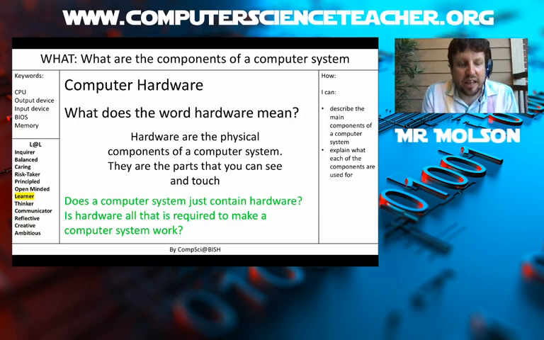Okay, so hopefully again you gave yourself a minute. So does our computer system just need hardware to work? Well, I think we already know the answer to this because we've just completed a programming unit. In the programming unit we were learning how to tell the computer what to do.